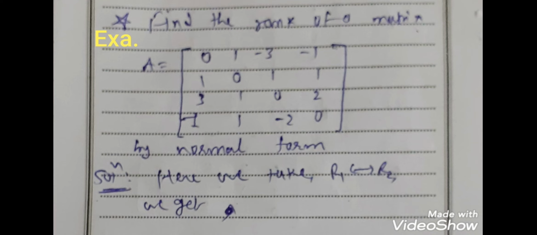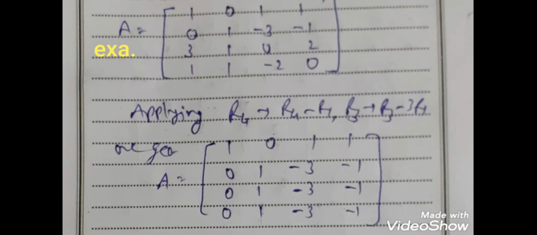So R1 contains the elements 1 0 1 1 and R2 contains the elements 0 1 minus 3 minus 1. Other two rows are as it is, and now we can find the rank of this matrix. Now here first entry is 1. See, the first element of first and fourth row are same.